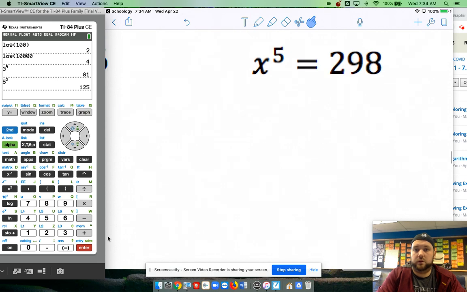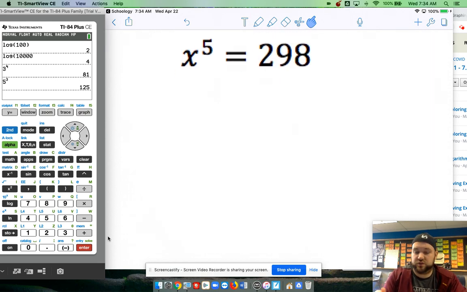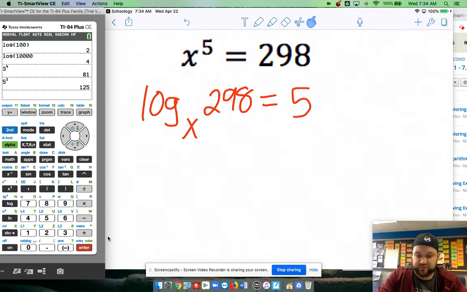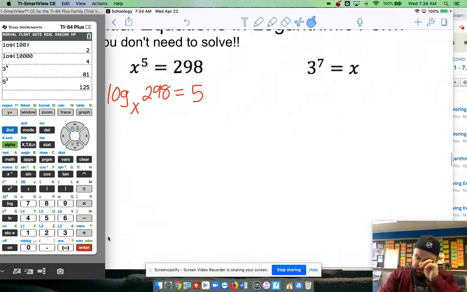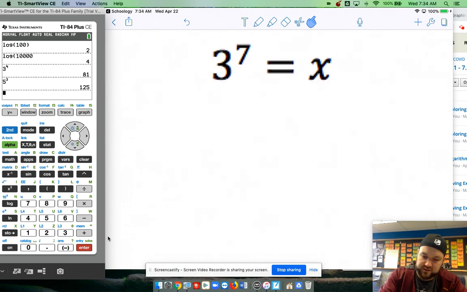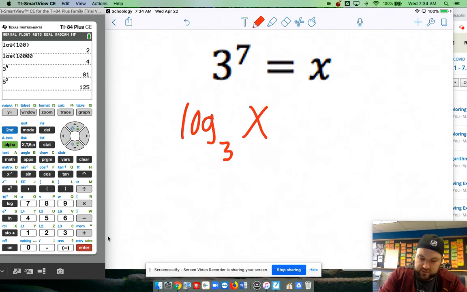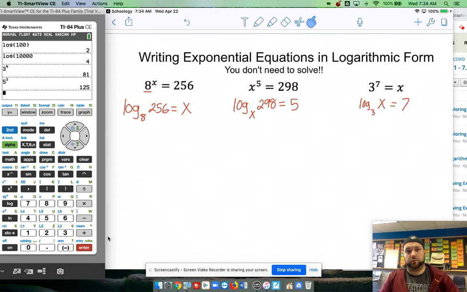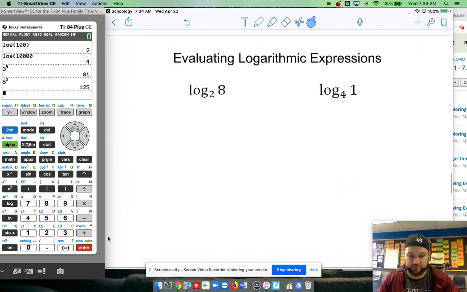If I had x to the 5th equals 298, I could do log, and the base would have to be x, of 298 is equal to the exponent, which is 5. And finally, 3 to the 7th power equals x. I would say log base 3 of x equals 7. That's the same idea, rewriting exponential to logarithmic, but using variables as well.